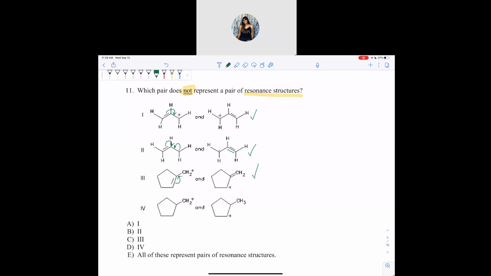And now we do a similar kind of thing where we go from this plus charge to this plus charge, except they're just trying to trick you with this question because we have no electrons moving around. They just somehow plucked the charge and changed it. So that one does not count as a resonance structure. It is not a valid pair. All the other ones do check out.